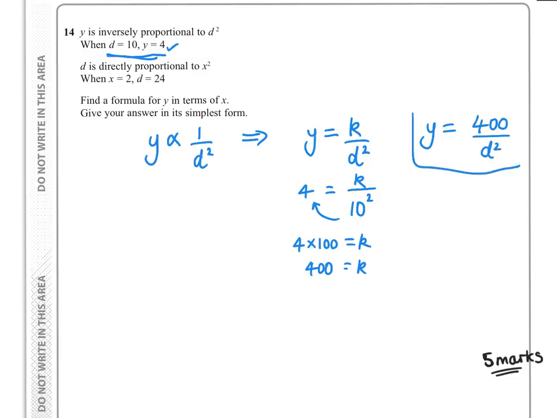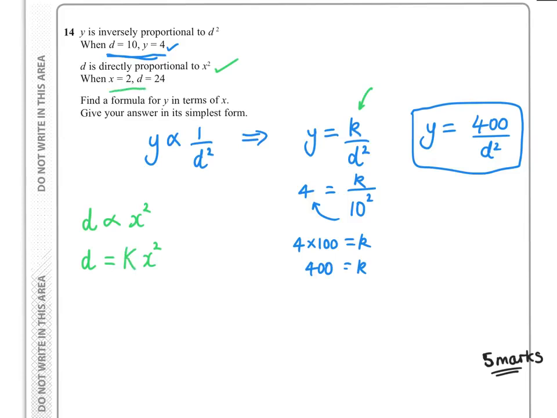So all I have to write is y is 400 over d squared. And I'll put a box around that because that's the first part of the question. The second part is just a repeat. It's the same kind of process. So d is directly proportional to x squared. Means that for some k, d is equal to k x squared. Now it's not the same value of k as in here, so I think it might be better for me to probably choose a capital K to distinguish between them.